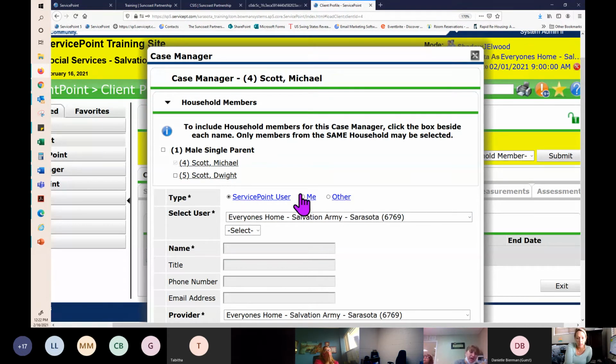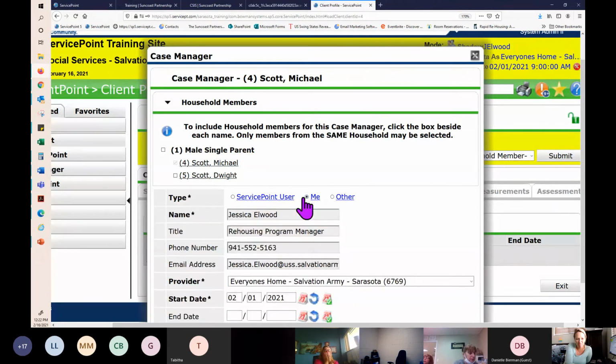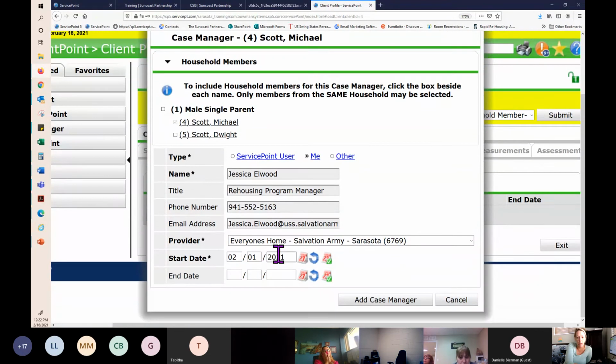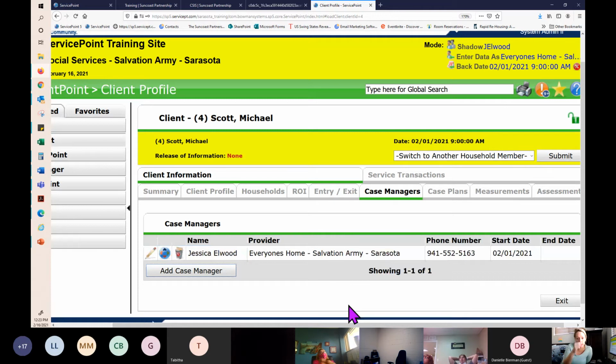So we're going to select me. And your information will populate here. This is the information provided from our training request form, information that you have provided for us to create your user license. Add case manager. So now we're showing the system that we entered this client. My name's Jessica. I'm currently working with these clients.